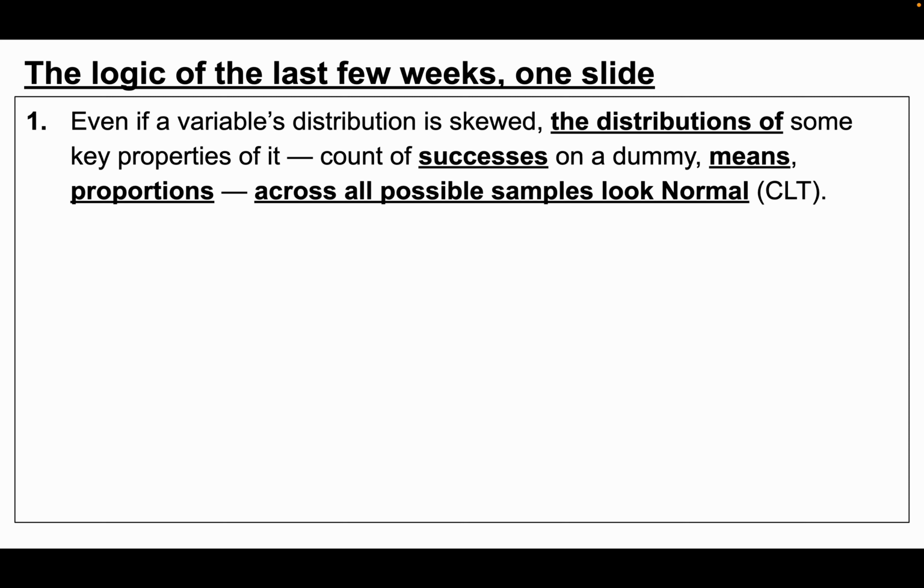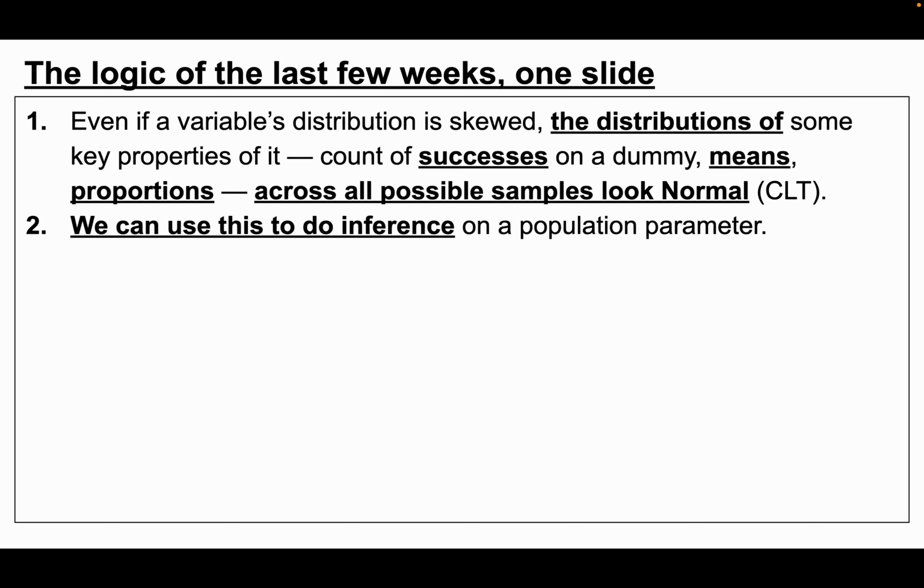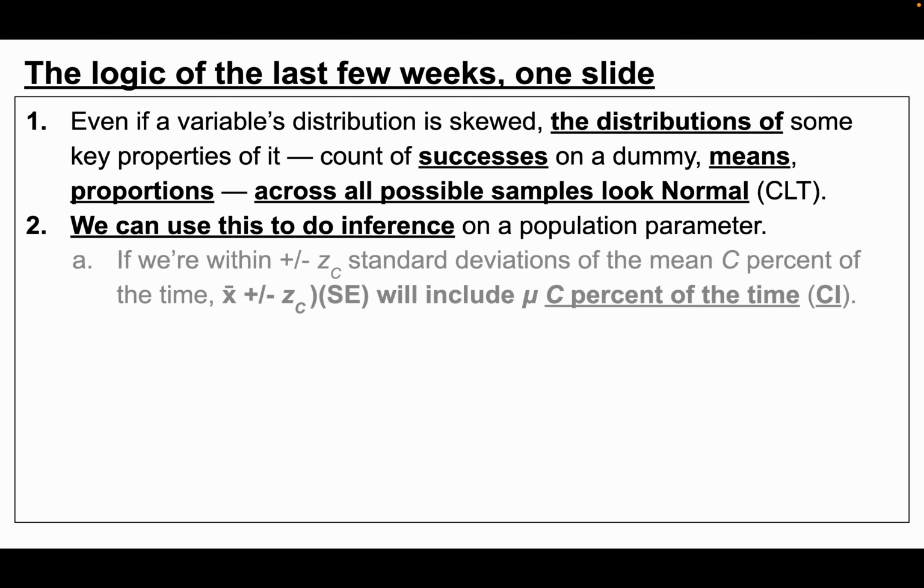Even if a variable's distribution is skewed, the distributions of some key properties of it, so counts of successes on a dummy, means or proportions, across all possible samples look normal. This is the central limit theorem. We can use this to do inference on a population parameter. So if we're within plus or minus some critical z standard deviations of the mean c% of the time, then x bar plus or minus that critical z times the standard error will include mu c% of the time. So that's a confidence interval.